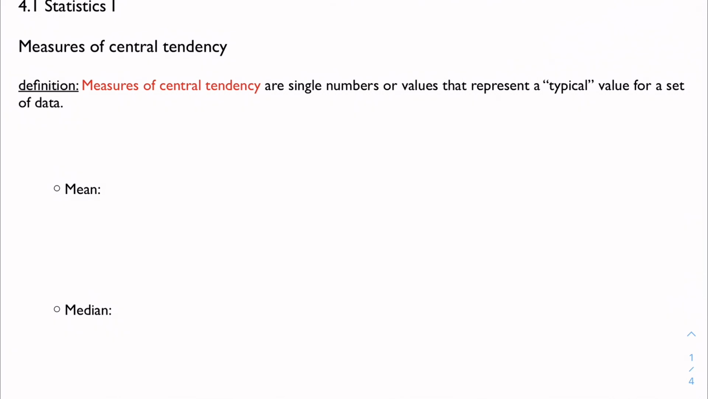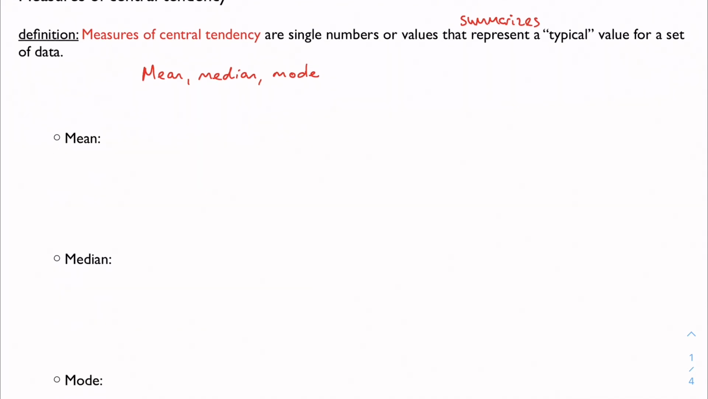And this is just a fancy blanket term for a single number or value that best represents or maybe summarizes the data set. So it kind of answers the question, what would a typical value for this set of data look like? And there are three that we're really going to focus on, and they are mean, median, and mode. And these are hopefully terms that you're familiar with from previous math classes. So hopefully this is some review for you.